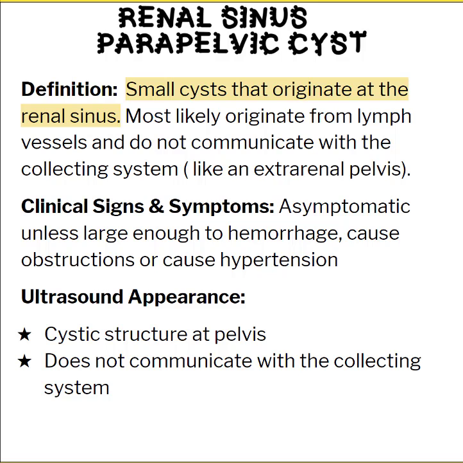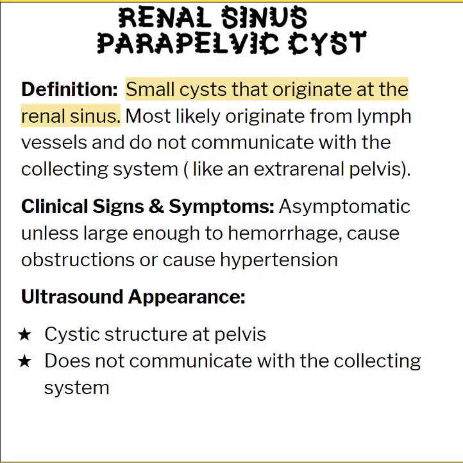Now, as these renal sinus parapelvic cysts enlarge, and because they're at the sinus, what they're going to start to do is compress upon the ureter. That can make fluid back up into the kidney, or they might compress against the artery, which can cause some issues with blood flow into the kidney, therefore increasing blood pressure in the body.